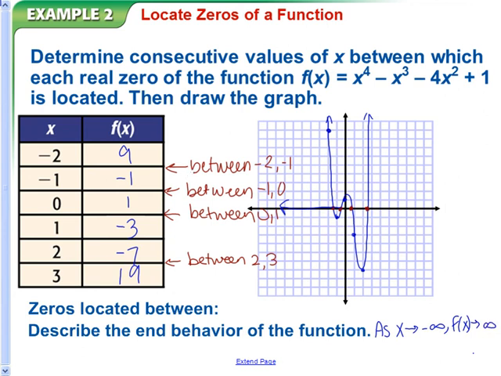Okay, how about the other direction? If we're going to +infinity, as x goes to +infinity, if we go to the right, what happens to the graph? It's going up as well. F of x goes to +infinity.